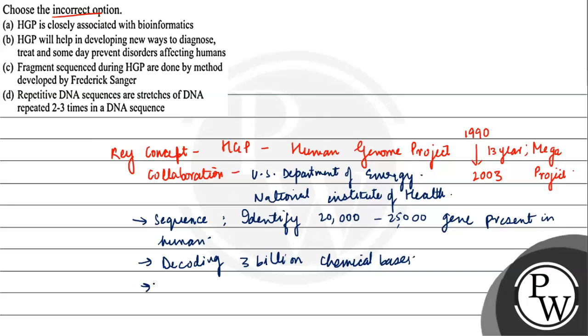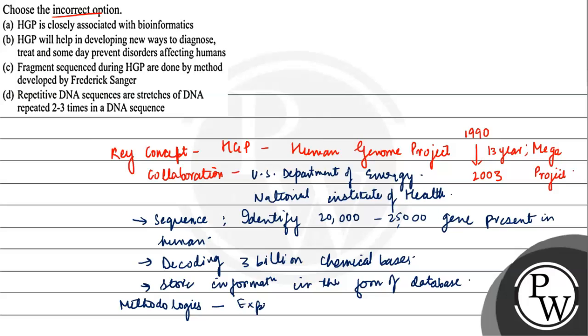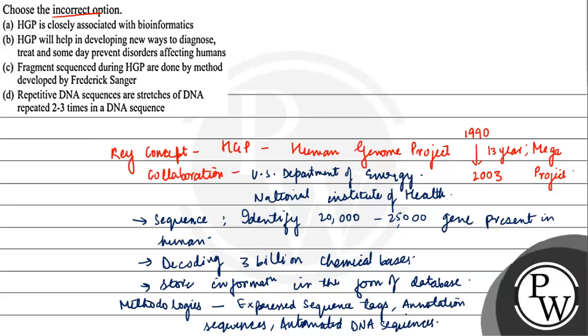Another main aim of this project was to store information in the form of a database. To carry out this HGP, certain methodologies were used that included expressed sequence tags, sequence annotation, and automated DNA sequencing that was developed by Frederick Sanger. So this was all about the Human Genome Project that started in 1990.